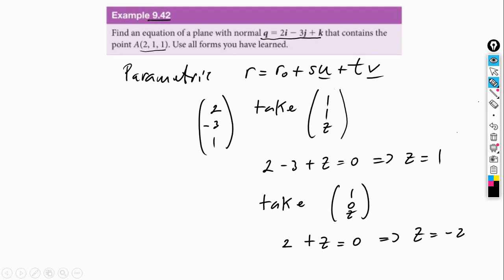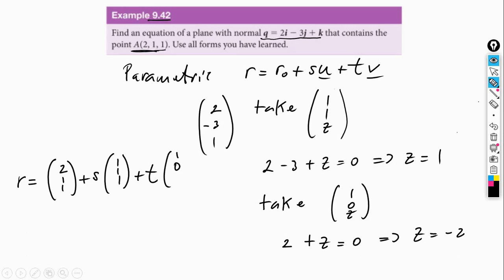So then the parametric equation of the plane is going to be r equals r sub 0, which is going to be the position vector for point A. So that's going to be 2, 1, 1 plus s, a scalar, times the first vector that we found for u, which is 1, 1, 1, plus the scalar t times vector v, which we found was 1, 0, -2. So notice that the vectors u and v are arbitrary, so that means that there's an infinite amount of parametric equations that are possible for this plane.